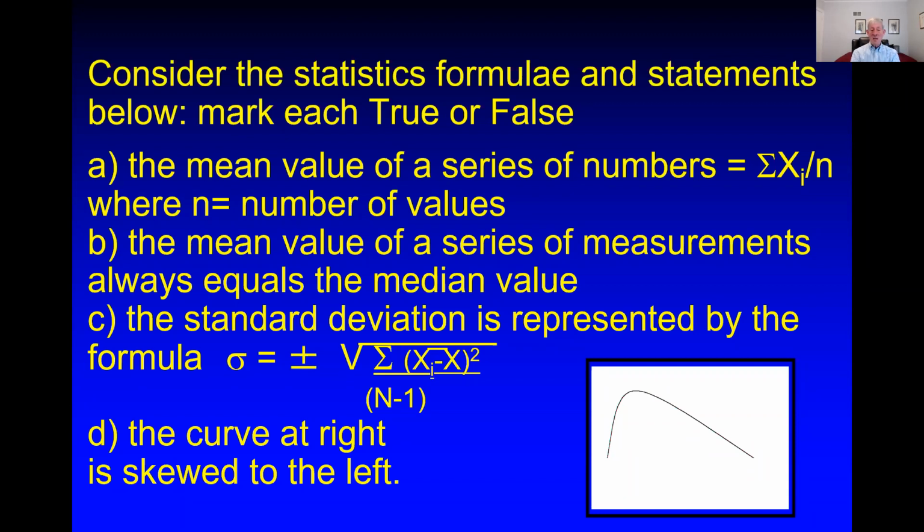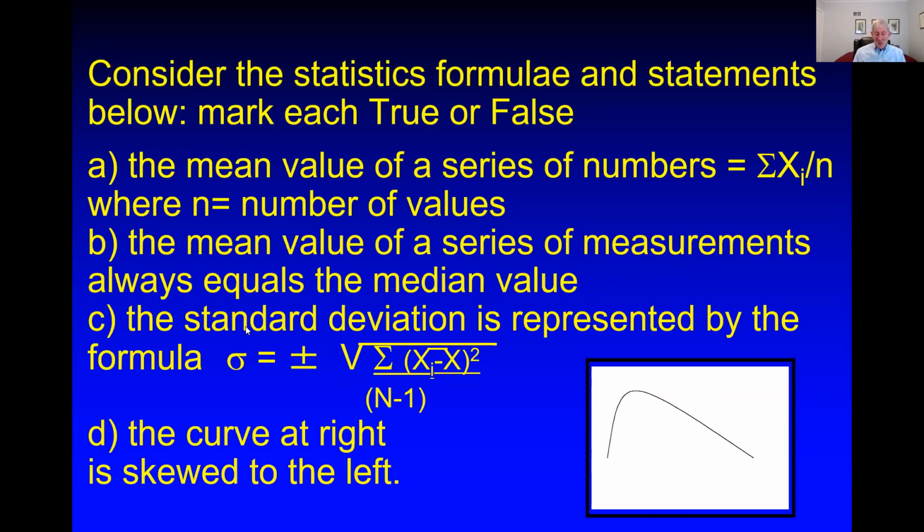B, the mean value always equals the median value. Remember, the median is the one in the middle. That is false. Could they be equal? Sure they could, but they usually are not. So using either "always" or "never," you know how they say never say never, and probably never say always is also a good thing to keep in mind.